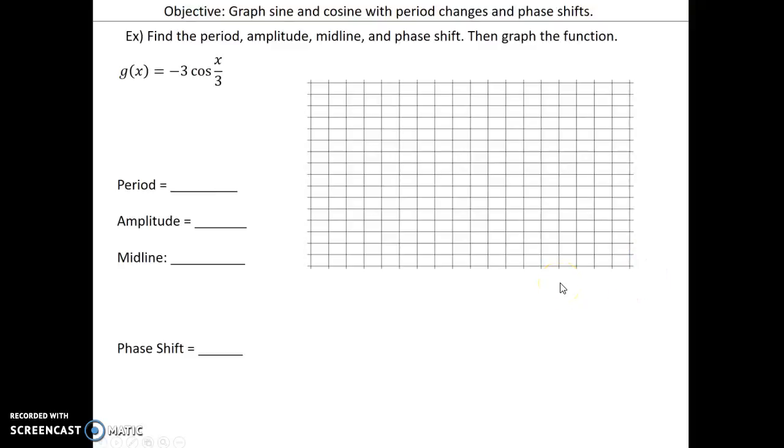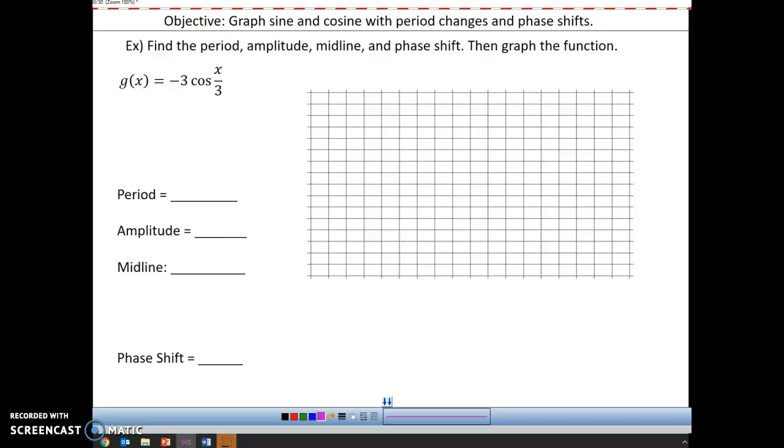Hello and welcome to this video on graphing sine and cosine with period changes and phase shifts. The first example that we're going to look at is g of x equals -3 cosine of x over 3.